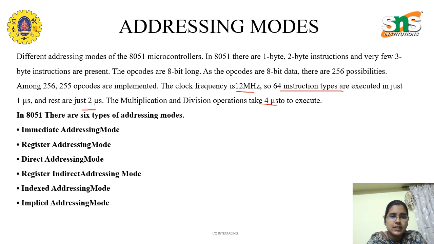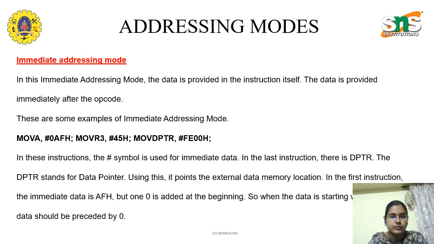So let us discuss the basic 6 types of addressing modes of 8051. The first one is immediate addressing mode, second is register addressing mode, then direct addressing mode, register indirect addressing mode, indexed addressing mode and implied addressing mode. As we have seen, a few of the addressing modes are similar to the 8085: immediate, direct and indirect. We have discussed these addressing modes in 8085 itself, right? So let us discuss these types in depth.